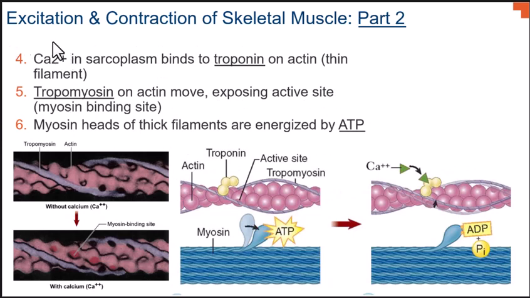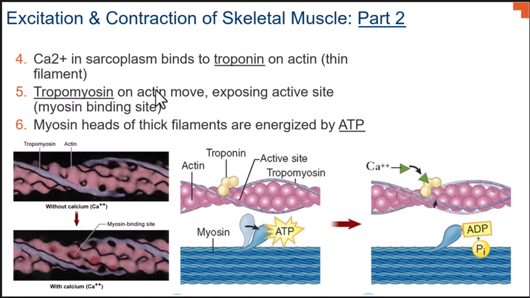So that calcium that's released from the sarcoplasmic reticulum ends up in the cytoplasm, which is the sarcoplasm of the muscle cell, and is going to bind to troponin. And remember, troponin is a protein that's found on actin. It's holding that tropomyosin in place, which is blocking those active sites on actin. And this will be occurring during relaxation.